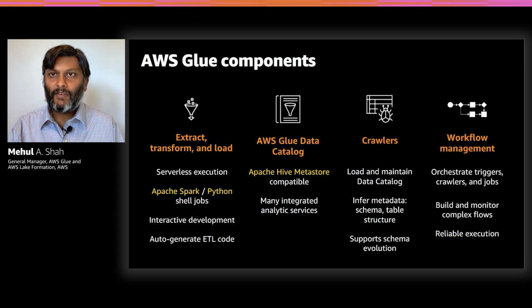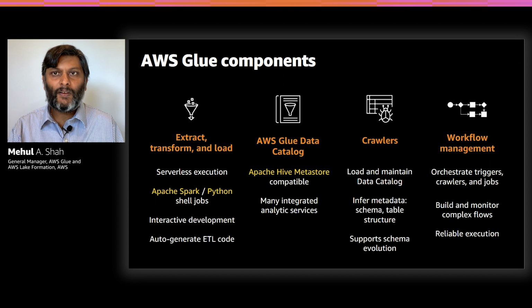It's Hive Metastore compatible, and there are a number of AWS services that are already integrated with this store, as well as third-party partners, as well as open source tools. We also provide crawlers that automatically scan your S3 buckets and your databases, infer the schema for your data and the table structures, and then automatically load the data catalog for you. It also supports schema evolution.